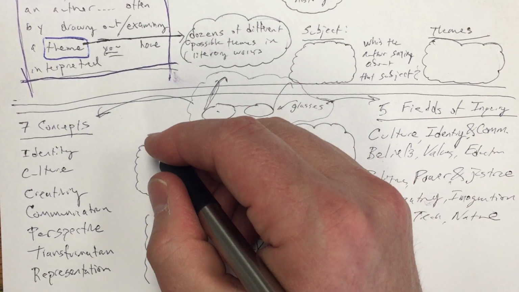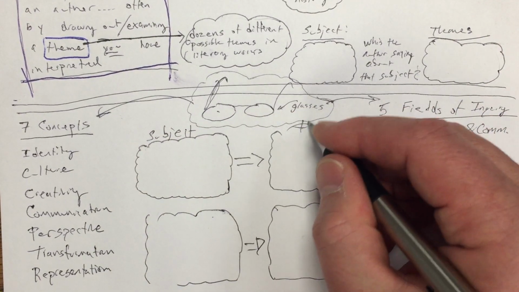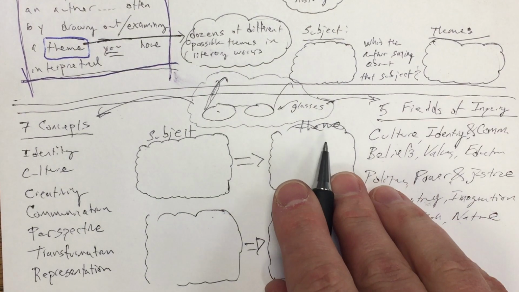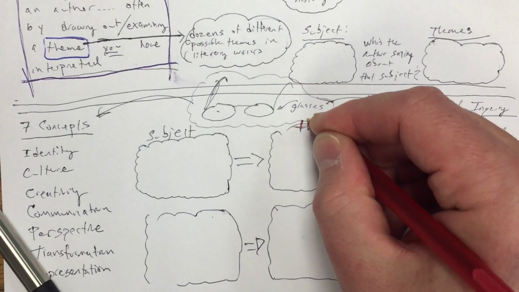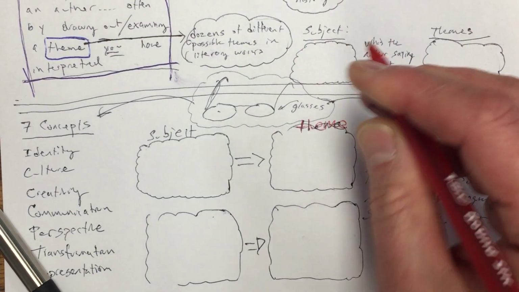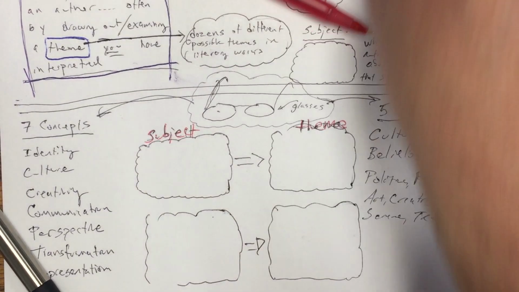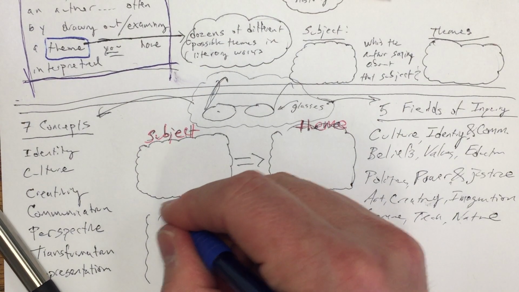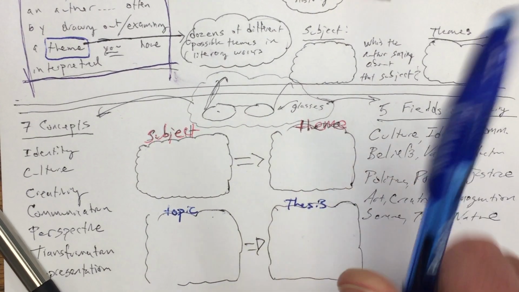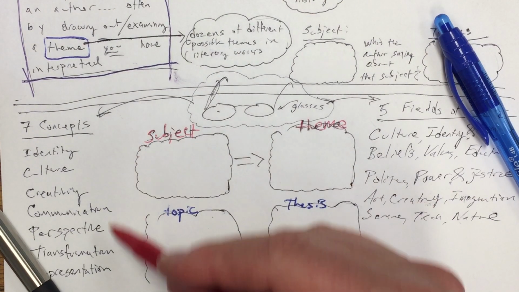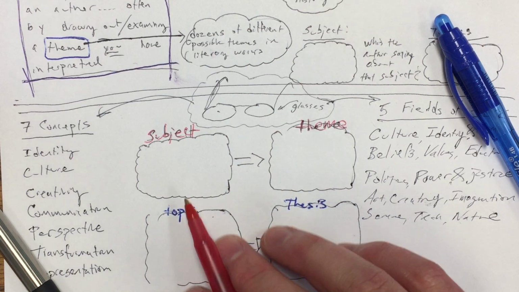And so this should look familiar because this is the subject and the theme. Sorry about that theme, that's not how I like to do my things. I'll just write it in red. Theme. All right, so we got a subject and theme, and then we have a topic and a thesis. And so this is the part that you're actually going to fill in. You're going to write some ideas here in these sections for your literary analysis.